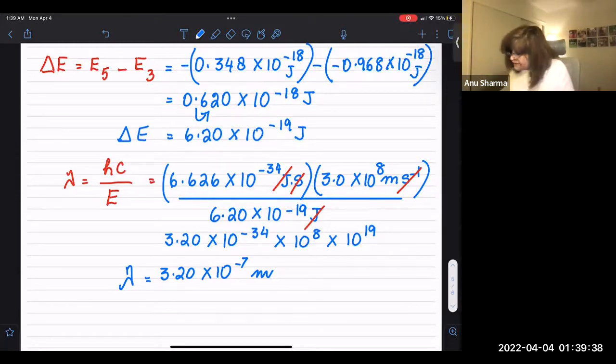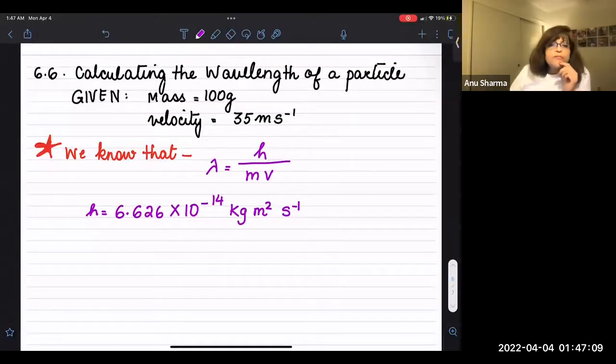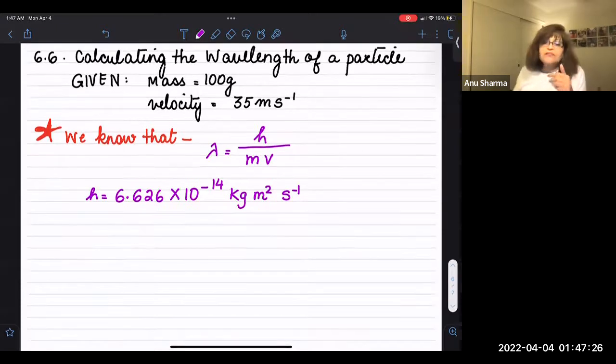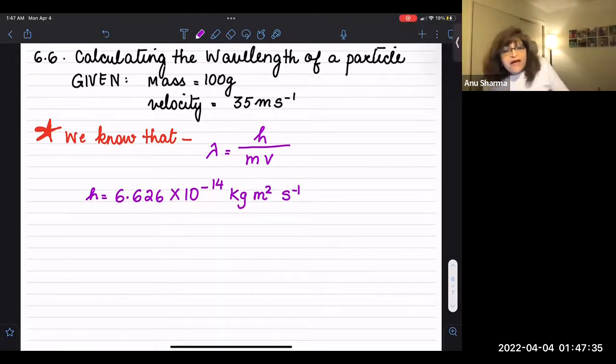Okay, let's look at another problem, and that's calculating the wavelength of a particle. That is problem 6.6. This relates to de Broglie's equation, or de Broglie's principle, which stated that electrons actually exist as waves and electrons can also exist as particles. So here, when we are talking about particles, that means there is a motion, and we're trying to determine the movement of the particle with respect to its velocity, the speed, and then the mass of the particles.